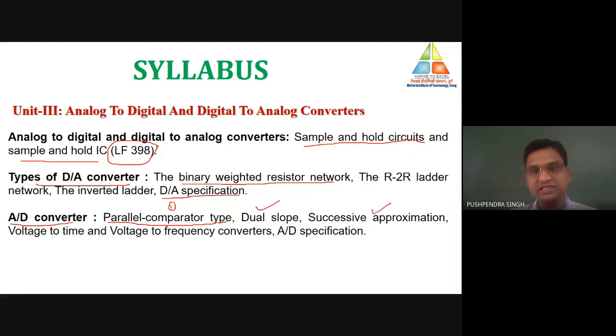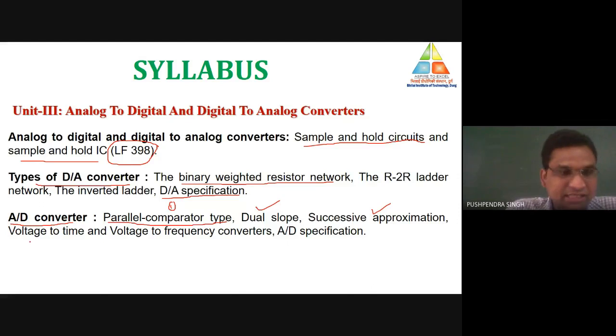Then the third one is successive approximation type. Successive approximation is the easiest type. It also has speed, it also has accuracy. So it comes in between parallel comparator and dual slope type analog to digital converter.